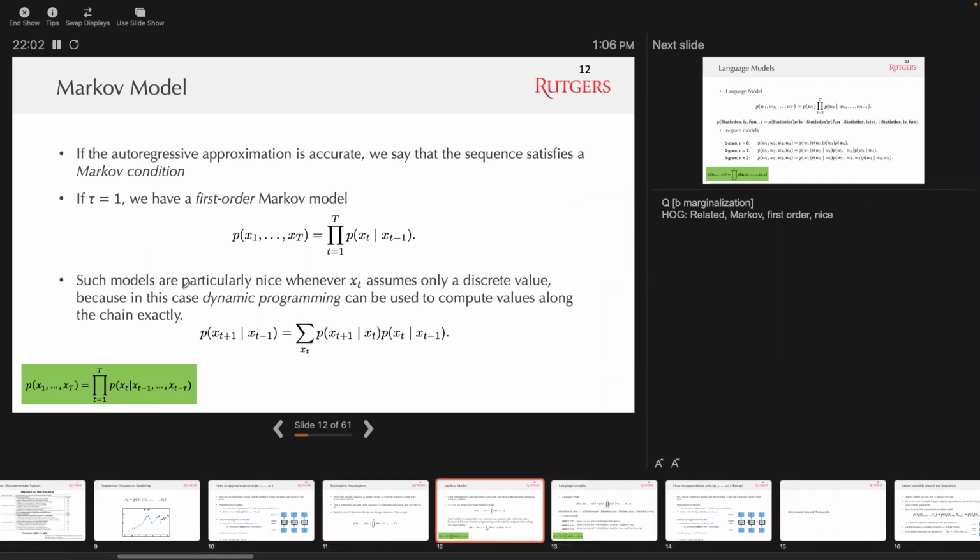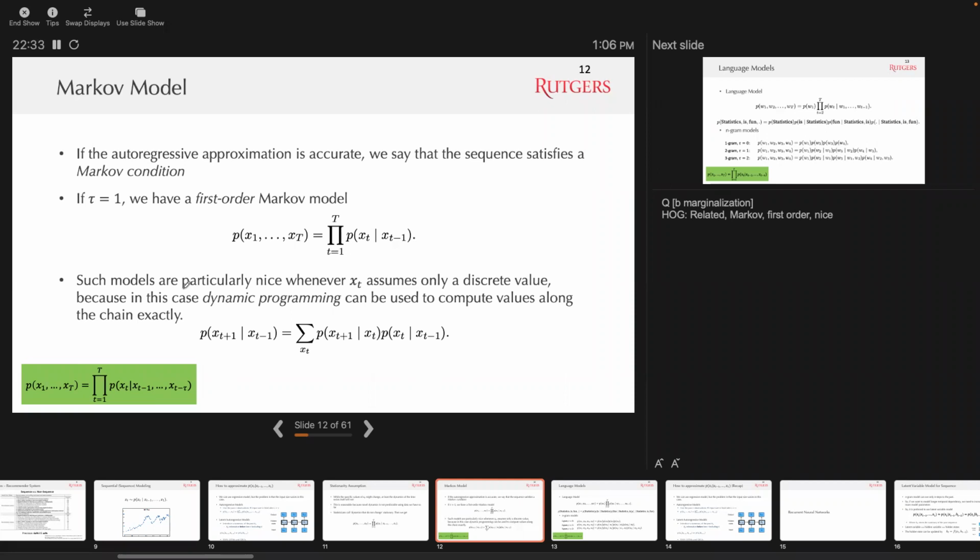only care about the past tau observations, then we can think of it as a finite horizon autoregressive model, or finite horizon stationary model, and people sometimes also call it the Markov model. So if the autoregressive approximation is accurate, then we say that the sequence satisfies a Markov condition.